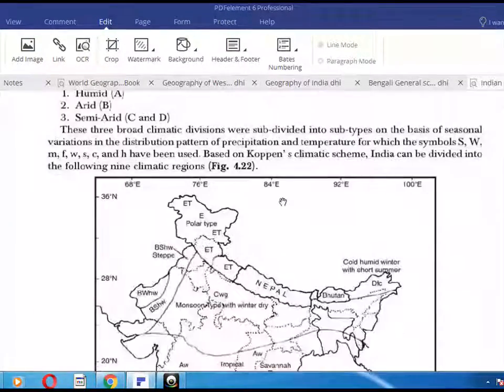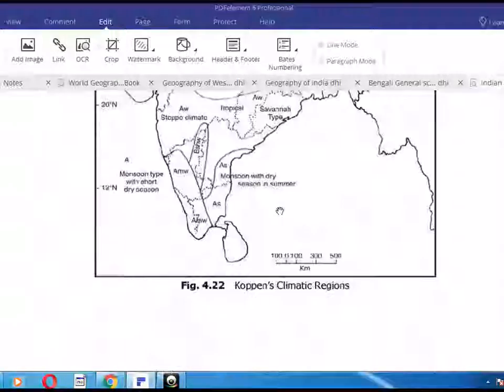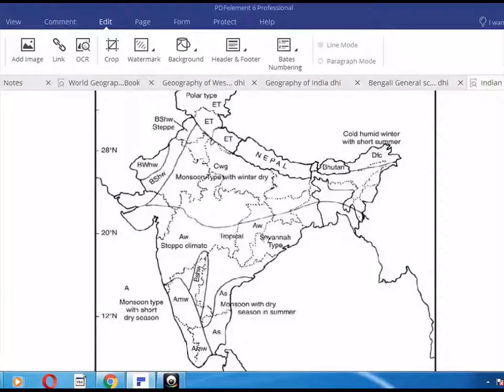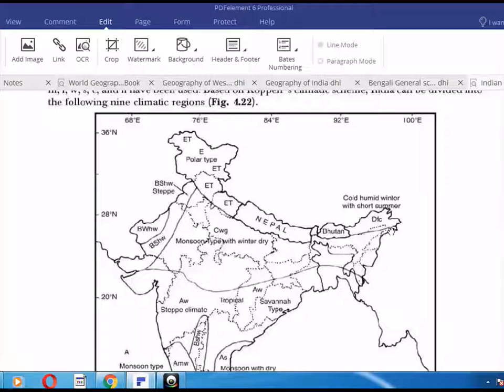Okay, here is Köppen's climatic classification of Indian climate. So here is Köppen's classification. Where is Aw? Here Aw, here Am, Amw, it is As, BShw. Here you can see BShw, BWhw. Here it is important all the time.